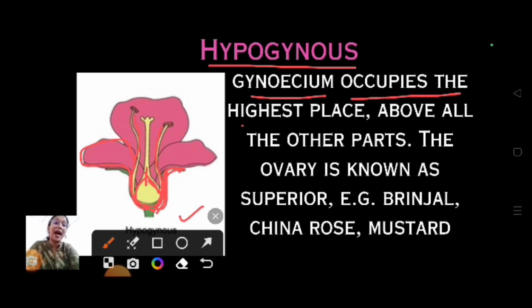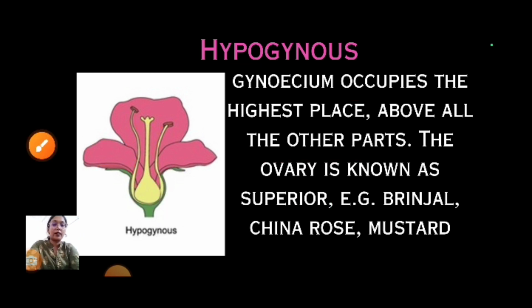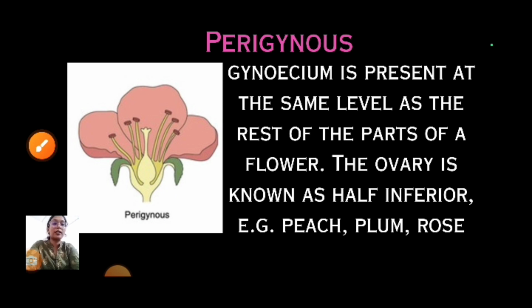Gynoecium, the female ovary it is talking about. Gynoecium occupies the highest place. So it is occupying the highest place. It is at the top, above all the other parts. Okay, the ovary is known as the superior ovary in this case. So we can see this case in brinjal, China rose, hibiscus, mustard. We can see this type of hypogynous ovary. Okay.